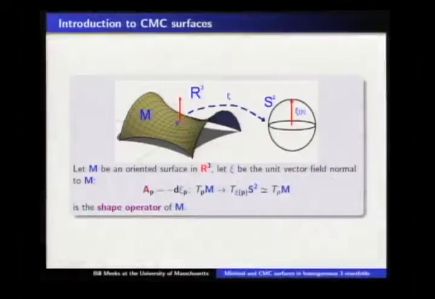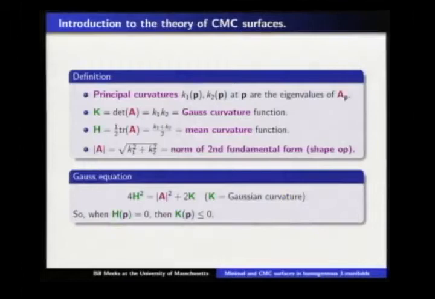Standard picture, we have the Gauss map, we have its derivative, which gives rise to the shape operator or second fundamental form. And from that derivative, we get various invariants. We get principal curvatures at points. We get Gaussian curvature, the mean curvature. Notice I divide by 2 to get the mean curvature. We have the norm of the second fundamental form.